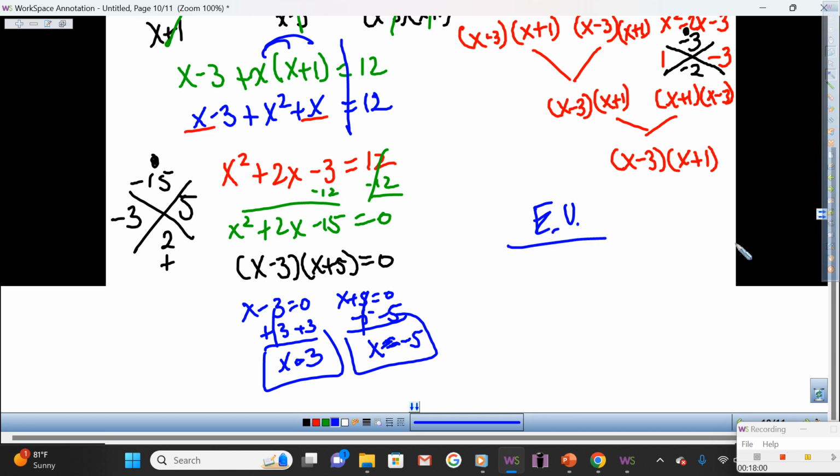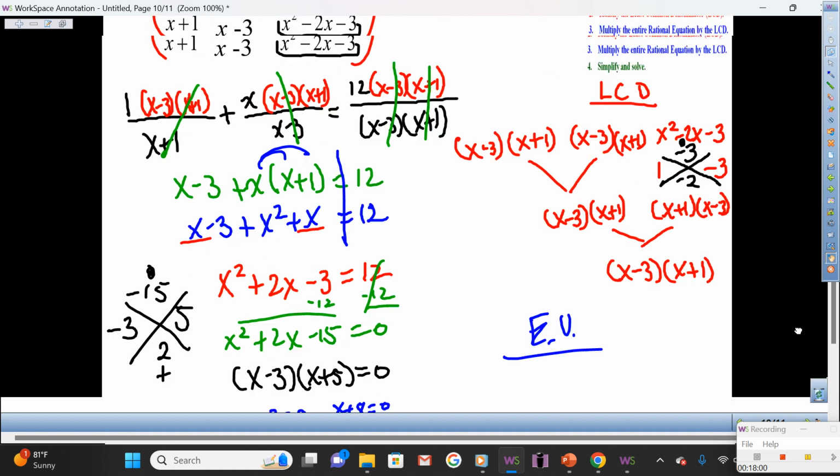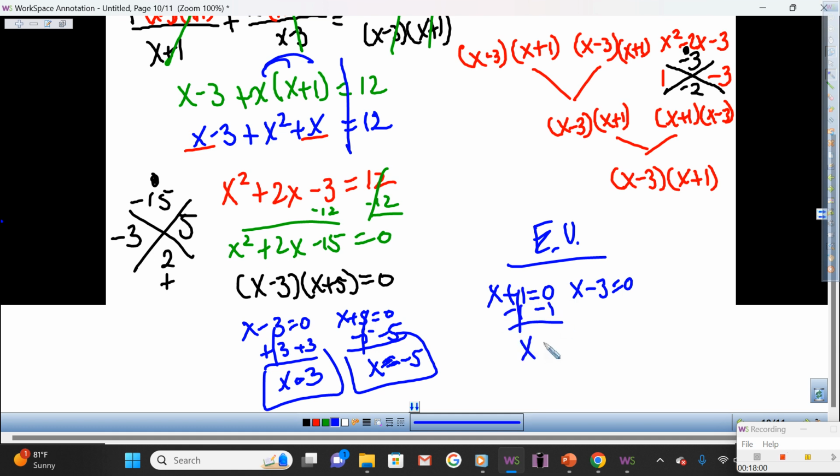Excluded values. Do we have any? What do I write? Brandon, tell me what you write. X plus what equals 0? x minus 3 equal to 0. And that other one becomes these two, yes? All right, so minus 1, x equals negative 1, plus 3, x equals 3.